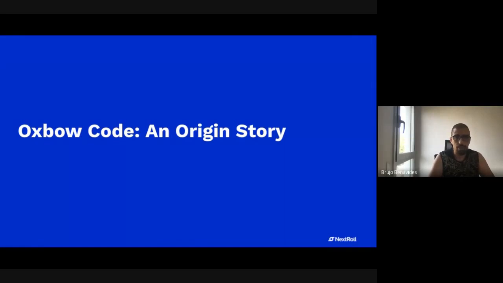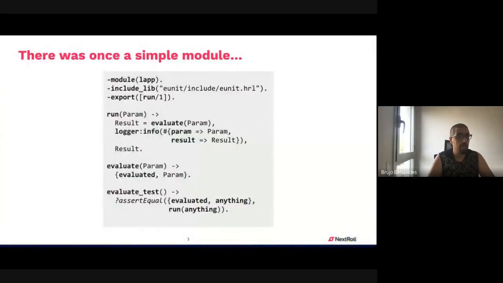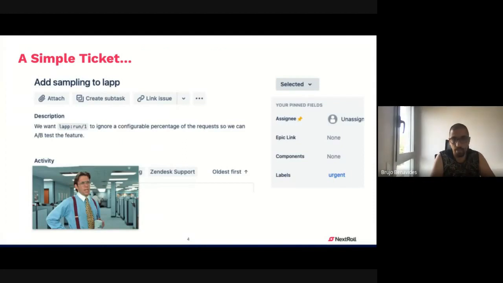So what is Oxbow code? Let me introduce you to that concept with an example. Basically, the idea is that you have a module like this that runs a function. Doesn't matter what it does. It just runs something, and that run function, the function that is exported, will eventually evaluate something based on a parameter.